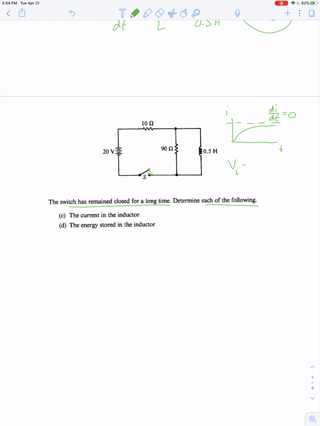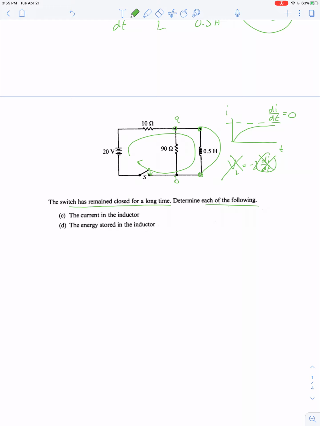And if voltage across an inductor is equal to L di dt, well, if di dt is 0, then the voltage is 0. So if there's no voltage across the inductor, then there's 0 voltage across the resistor. And with 0 voltage across the resistor, no current flows through the resistor. So what we have is current flowing through the battery, through the 10 ohm resistor, none of it through the 90 ohm resistor, all of it through the inductor, and the current now takes the outside loop.